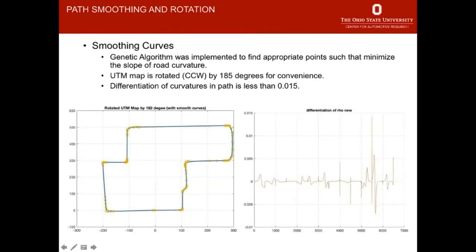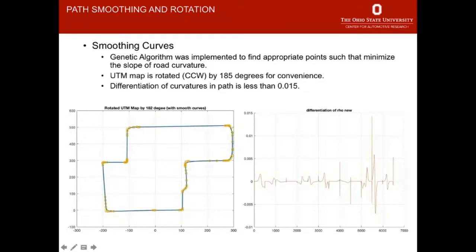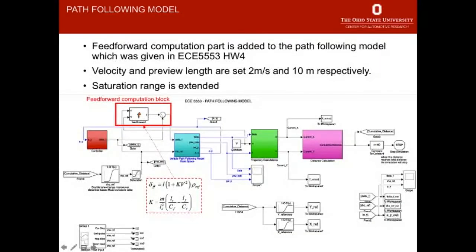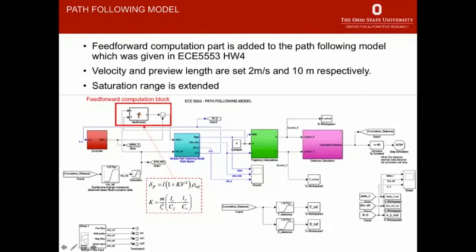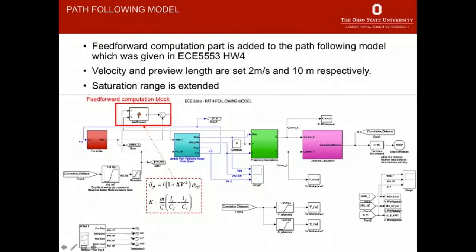I tried to make the Bezier curves smooth, so I implemented a genetic algorithm, and as a result, the maximum differentiation of curvature in the path is less than 0.015, which is very smooth. I added the feedforward computation part into the path following model, which was given in the previous homework, and I implemented the velocity for 2 meters per second velocity and 10 meter preview length.